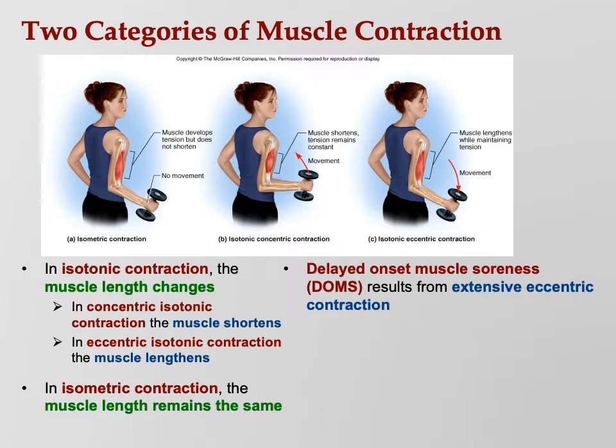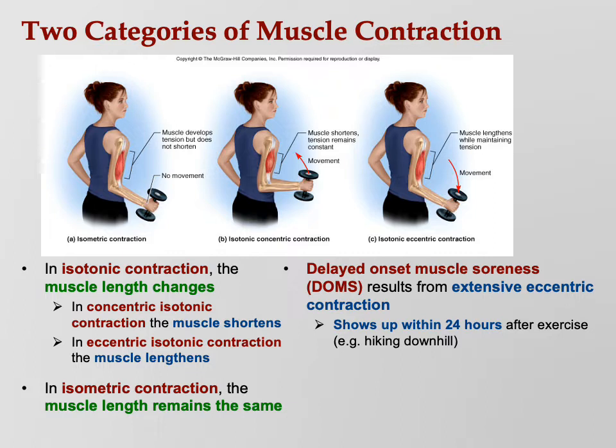Delayed onset muscle soreness, DOMS, results from extensive eccentric contraction. Shows up within 24 hours after exercise, like hiking downhill. Hiking downhill, oh my God. I hiked down into the Grand Canyon, and actually going downhill is the most stressful part of the hiking because your legs are lengthening as you go downhill, and so the muscles are lengthening, but they're still contracted.